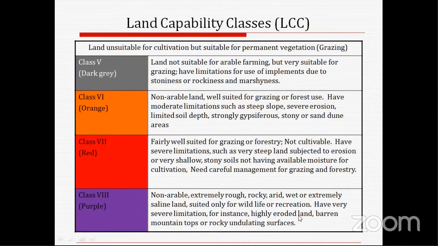Having very severe limitations, for instance, this land will sometimes be eroded. Sometimes this land will be on mountain tops, with rocky, undulating surfaces. So this is regarding the condition in LCC 8. These are the five LCC classes which are suitable only for permanent vegetation and grazing, and in the last classification we can go only for wildlife and recreation purposes. There are severe limitations because these lands are sometimes on mountain tops with very high rocky undulations in this type of LCC 8.